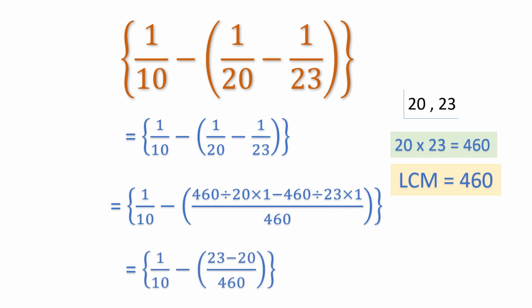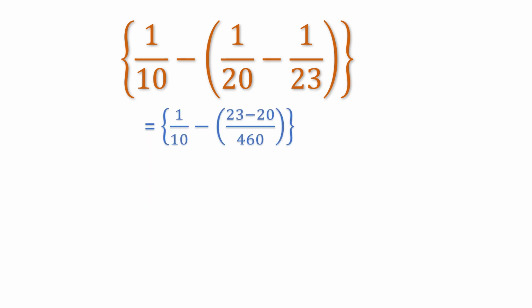In the next step, we will just do the operation that is in the numerator part. So we are just doing 460 divided by 20. That gives us 23, of course, because 20 multiplied by 23 is 460. And 23 multiplied by 1 will be 23. So here we are writing 23. And after that, we will put the minus sign as it is. And then we can do 460 divided by 23. That will give us 20. 20 multiplied by 1 is of course 20, so we are not doing it again.